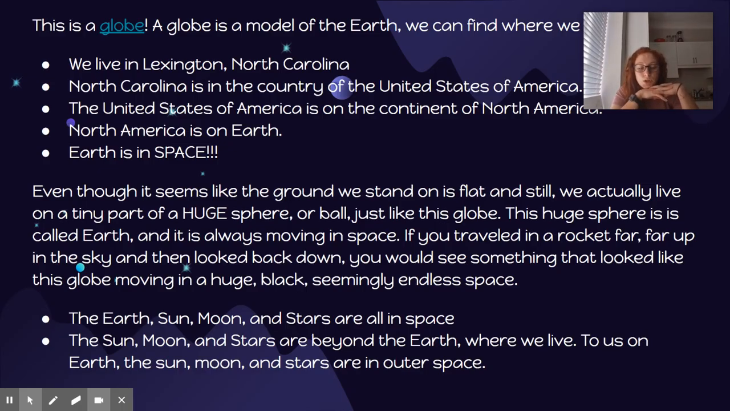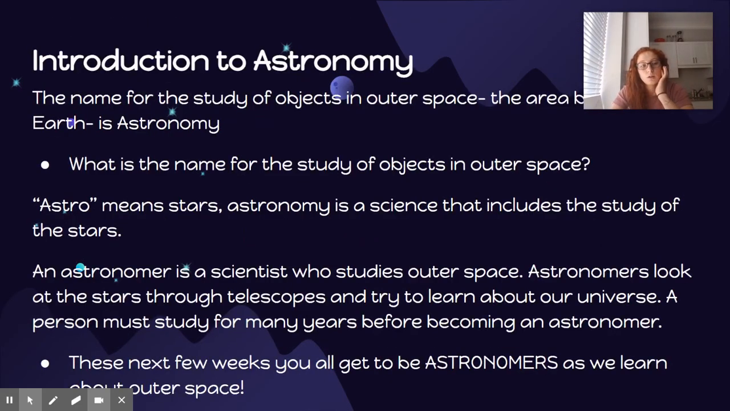The sun, earth, moon, and stars are all in space. The sun, moon, and stars are beyond the earth where we live, and to us on earth, the sun, moon, and stars are in outer space. All right, so the name for the study of objects in outer space, the area beyond the Earth, is astronomy. So astronomy is the study of objects in outer space. What is the name for the study of objects in outer space?